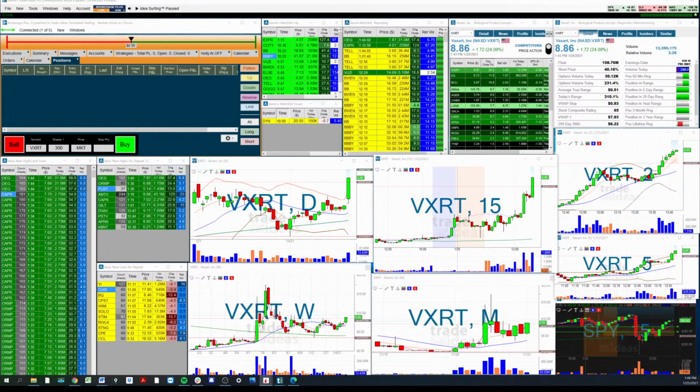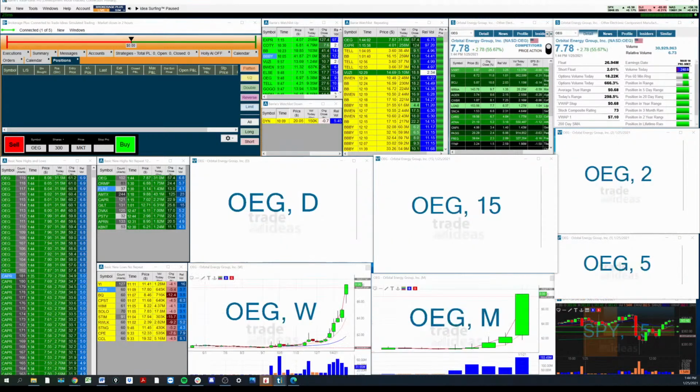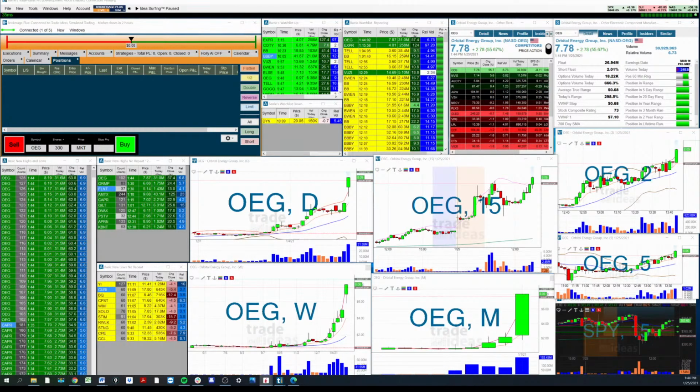Boy, just watching this vehicle. Whoa, OEG now. OEG just popped into my option scanner. It went too quickly for me. 787 was the alert.